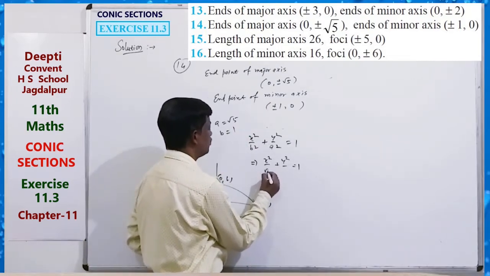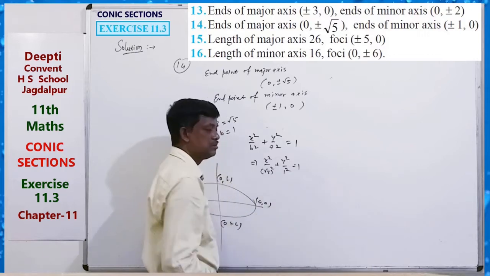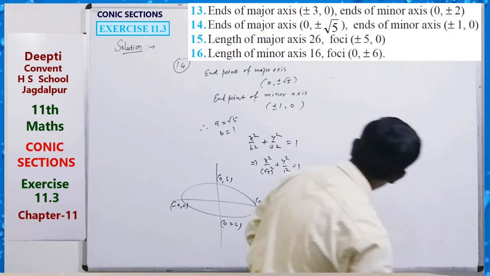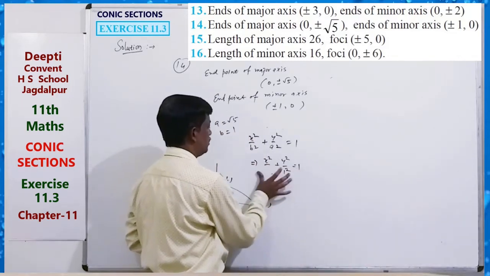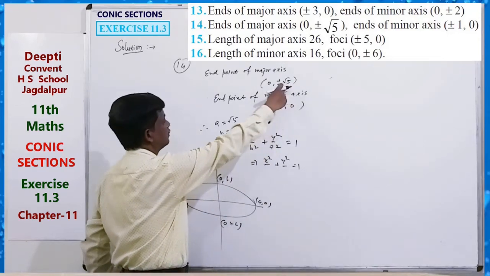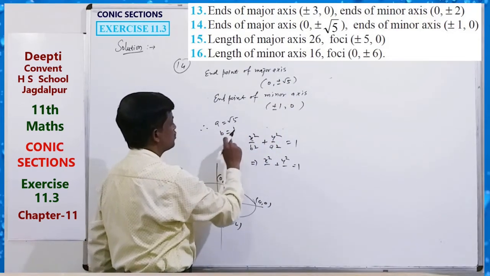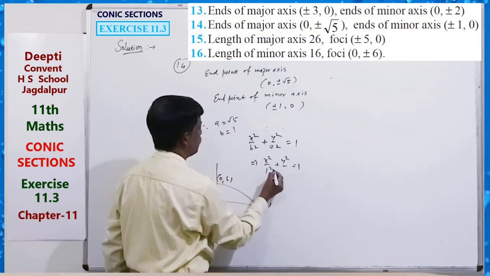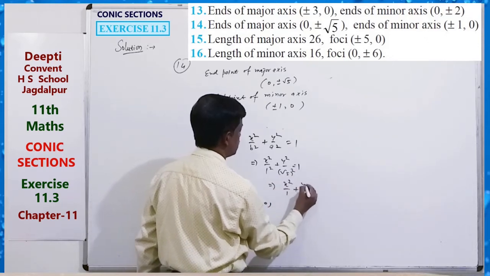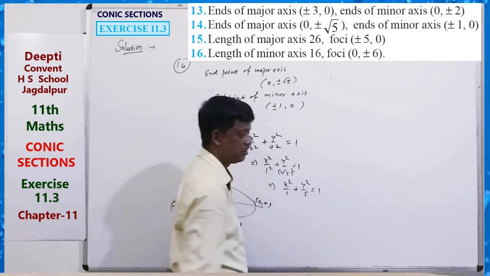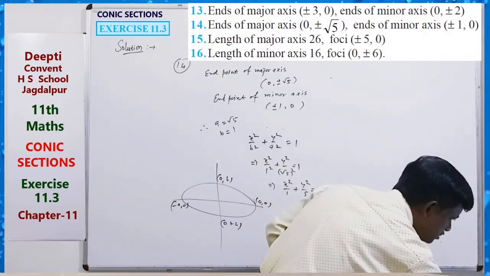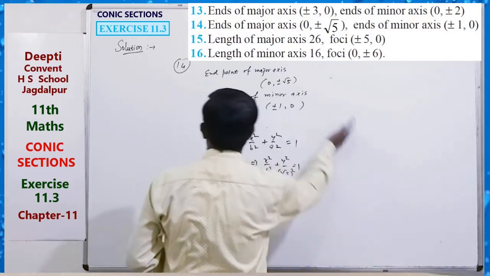So a is root 5 and b equals 1. So x square upon 1 plus y square upon 5 equals 1. Clear? That was question 14.